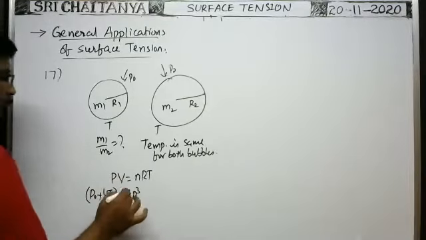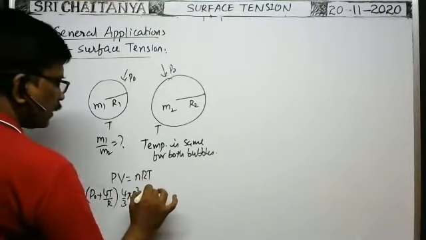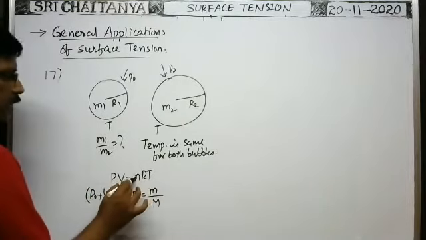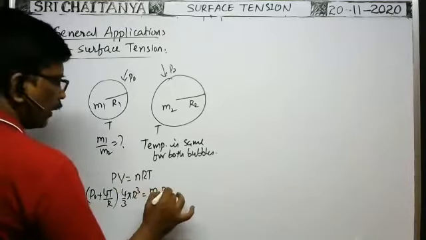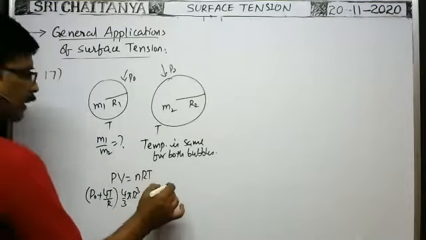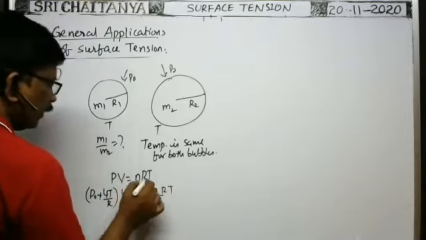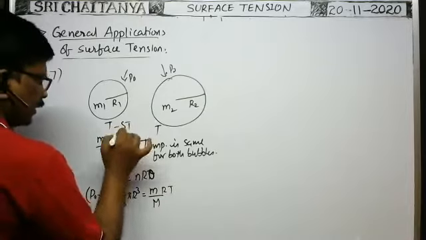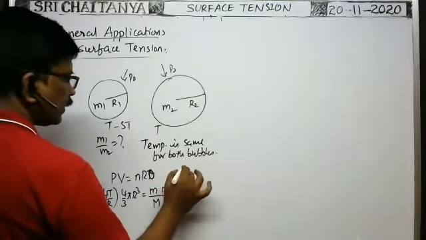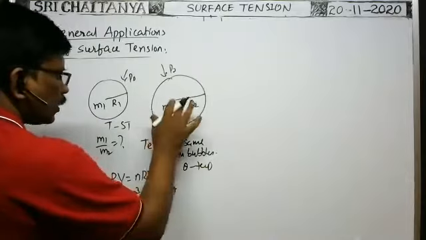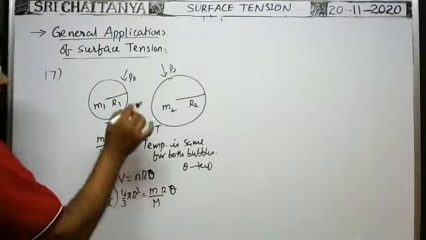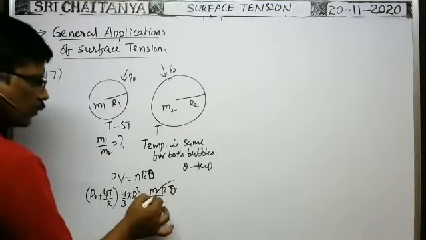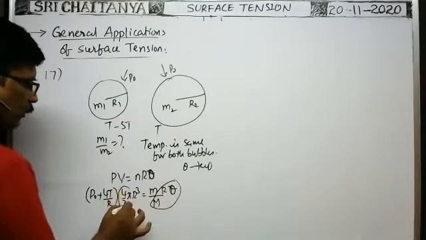So (P0 + 4T/r) into volume 4/3 pi r cube is equal to n, the number of moles, which is mass of the air by molecular weight, into capital R into T. Here T is not surface tension, because surface tension is also T. So this is theta, the temperature. Both the soap bubbles are at the same temperature, so the temperature of the air in both the bubbles remains the same. So this is constant, R is constant, M is constant. These three are constant, 4 by 3 by constant.